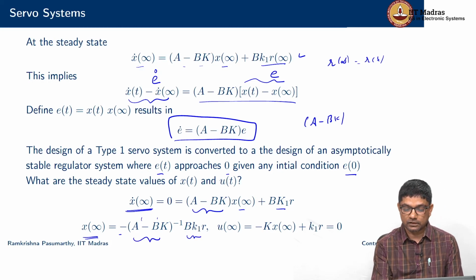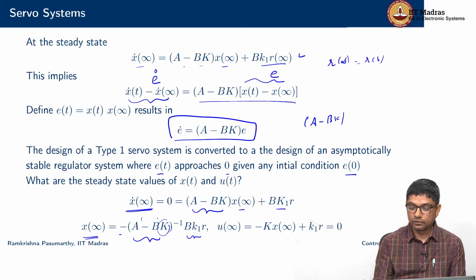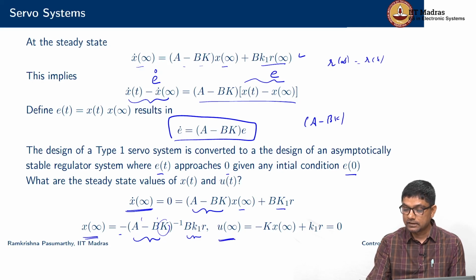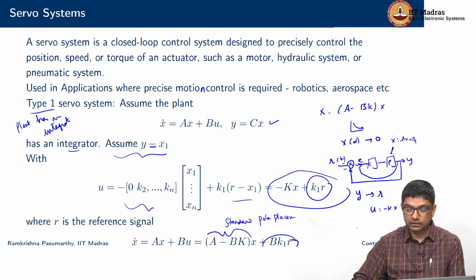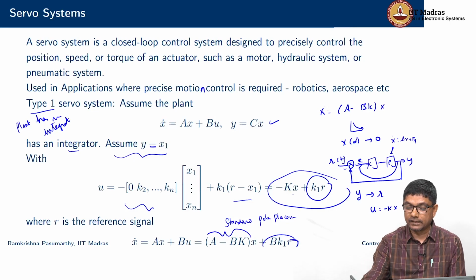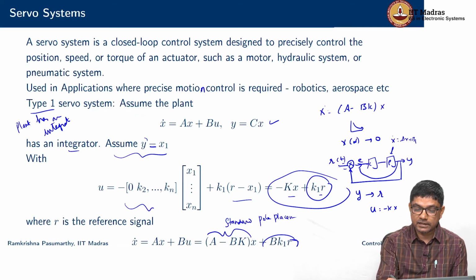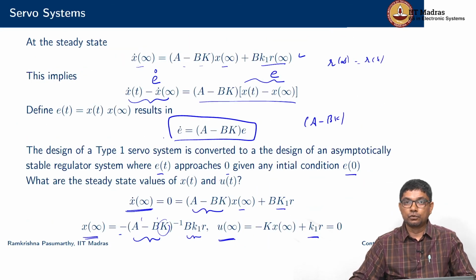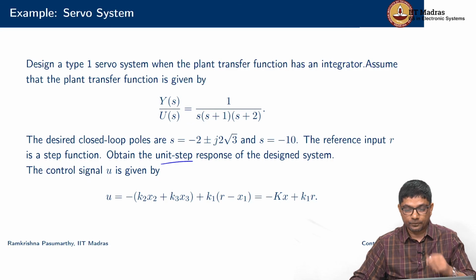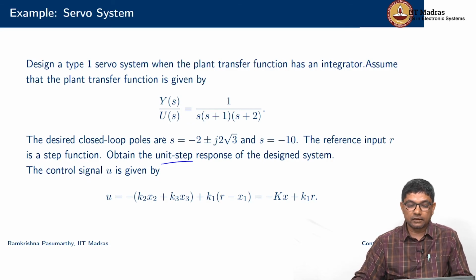These are known, and I can design this for it to be stable and so on. Similarly, u at infinity, this is interesting, is minus k x at infinity plus k1 r. We can check from here that u at infinity is negative of k times x infinity plus k1 times r. At steady state, y will become x1, and therefore the u will also go to 0.